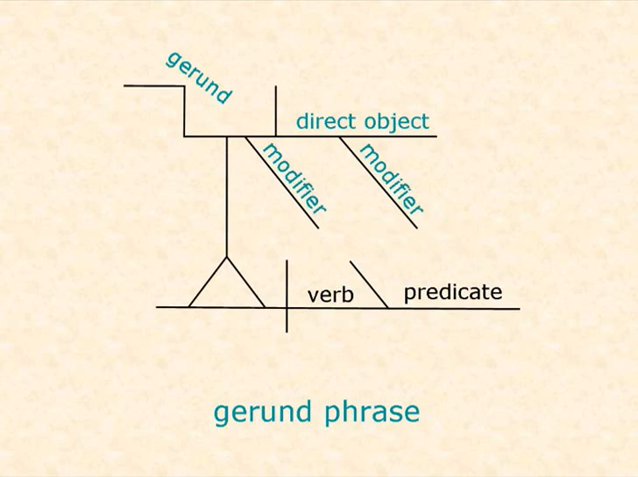Here is a gerund phrase. See how the gerund sits on the step. Any objects or predicates go on the horizontal line after a vertical slash or backward slash, and modifiers go on slanted lines beneath. Loft the whole phrase up onto a pedestal above its position in the main clause. In this slide, the gerund phrase is the subject of the main clause.